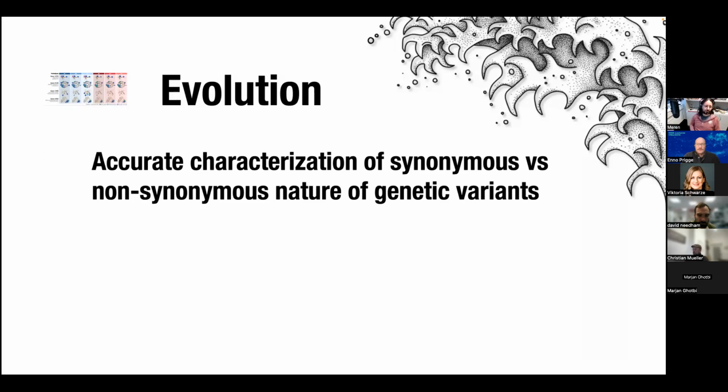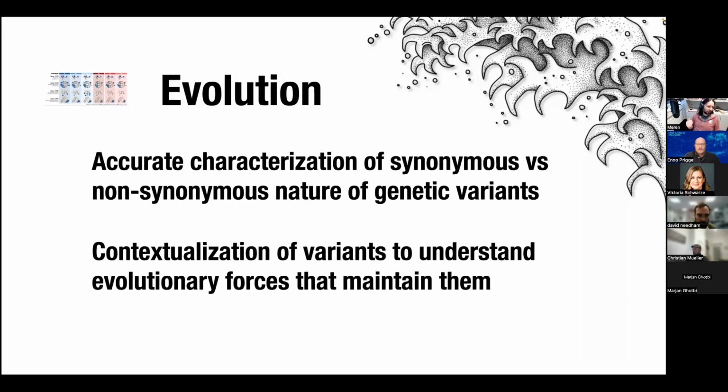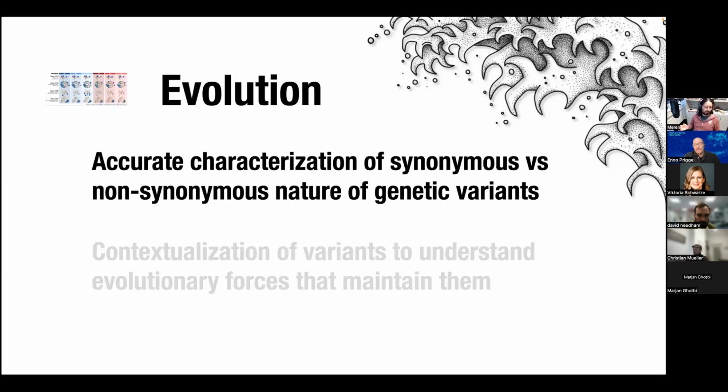And I'll give you an example for that and show you how we kind of went beyond that. And 2, putting these variants into a context to understand evolutionary forces that maintain them was an extremely difficult task to resolve. So what do I mean by the first one?